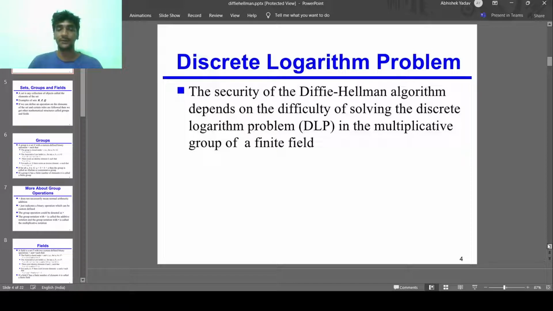Moving on, we can come back to the discrete logarithm problem, and then it will be more clear to us. The security of Diffie-Hellman algorithms depends on the difficulty of solving the discrete logarithm problem in the multiplicative group of a finite field.